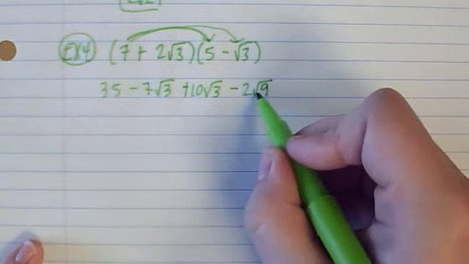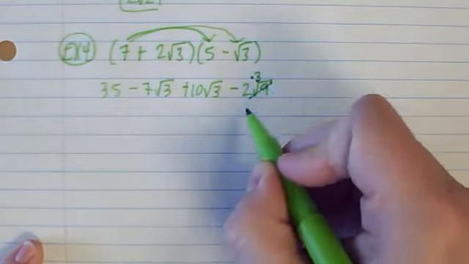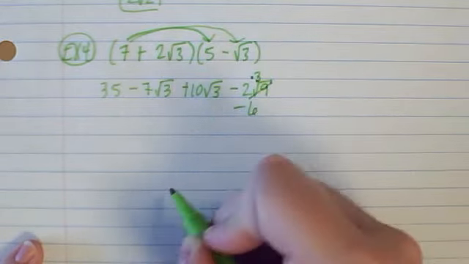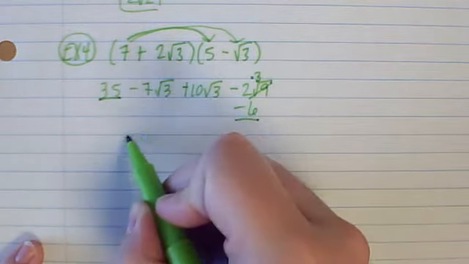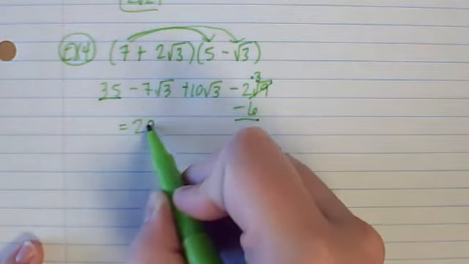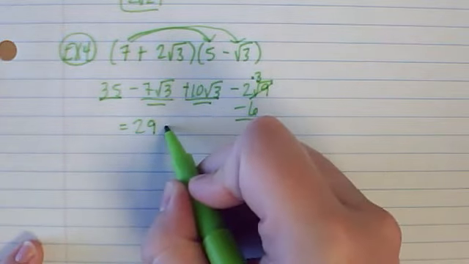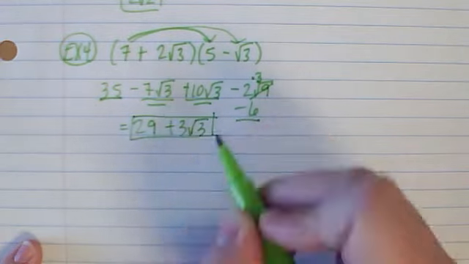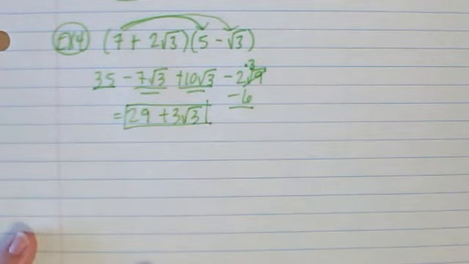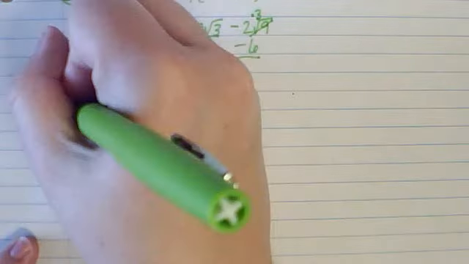And square root of 9 is 3. So if I take those two things and multiply them, I get negative 6. So if I take my numbers and combine them, 35 minus 6 is 29. And negative 7 square root of 3 plus 10 square root of 3 is 3 square root of 3. So combine those, and that's your answer.